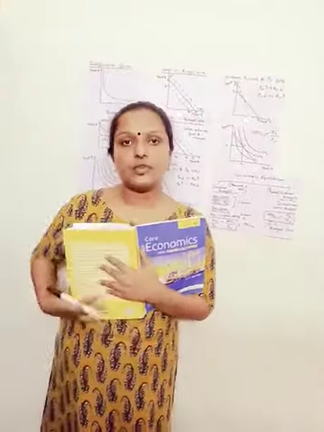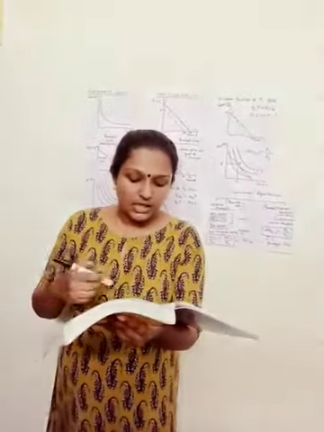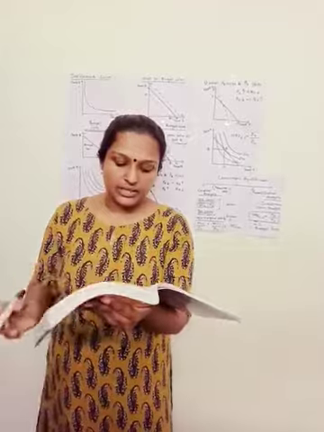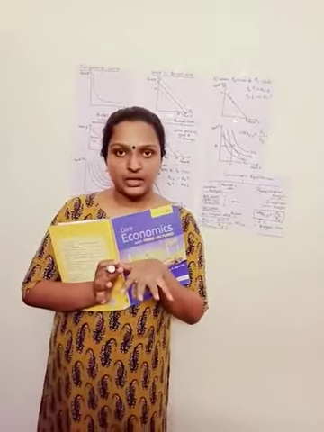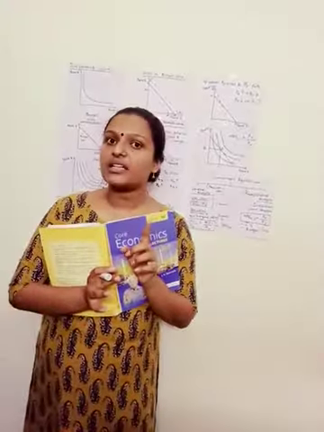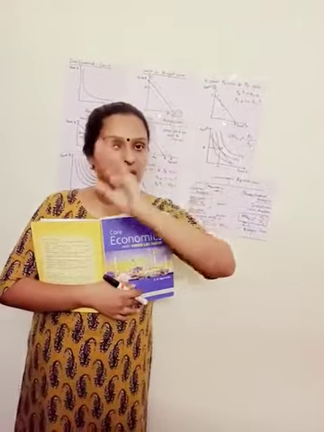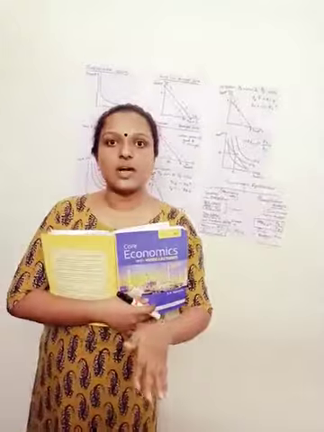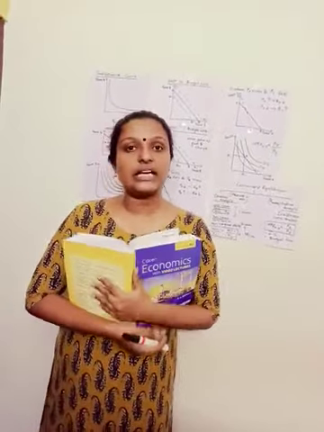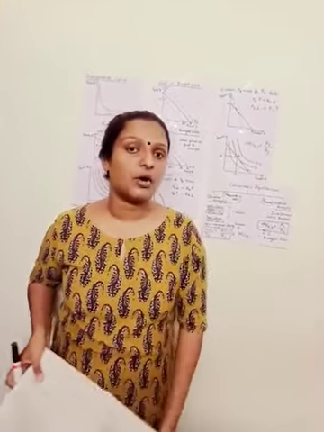Here, if you see the pattern, the marginal rate of substitution is decreasing, right? In the PPC, MRT was increasing. That means the sacrifice ratio was increasing. Here MRS is decreasing. That is why the indifference curve has a convex shape.